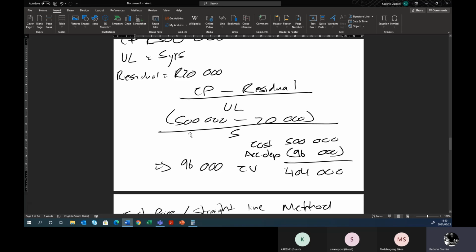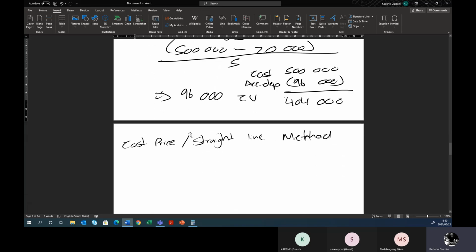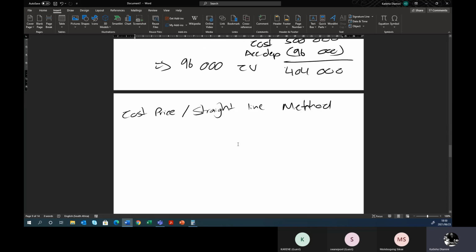Okay, that's depreciation, right? So you know depreciation is your assets losing value over time. Okay, now the two methods. The cost price method, I'm going to write the same thing. So I have 500,000 again.